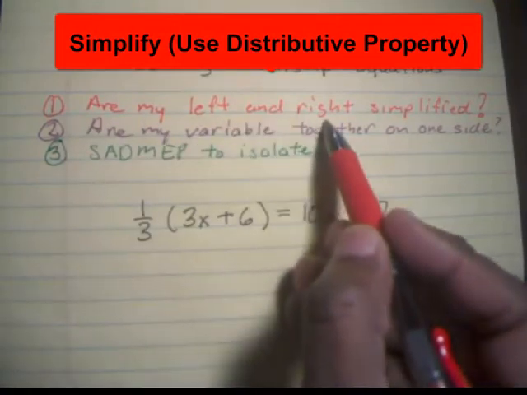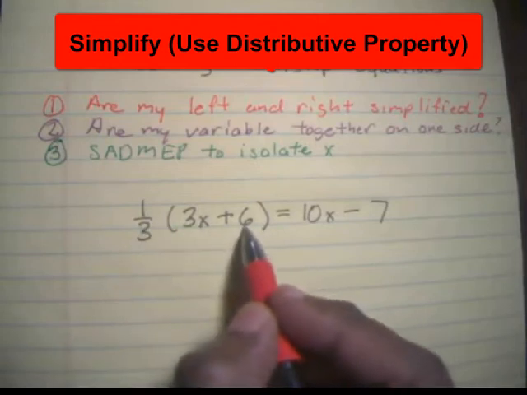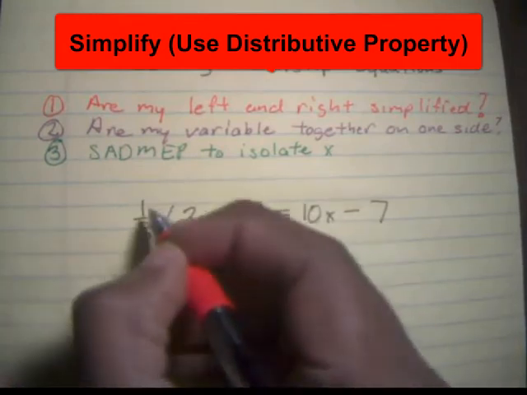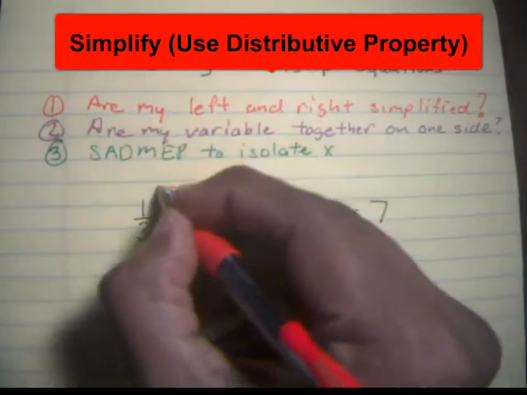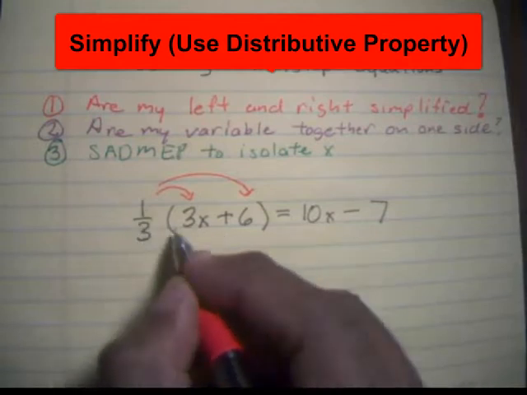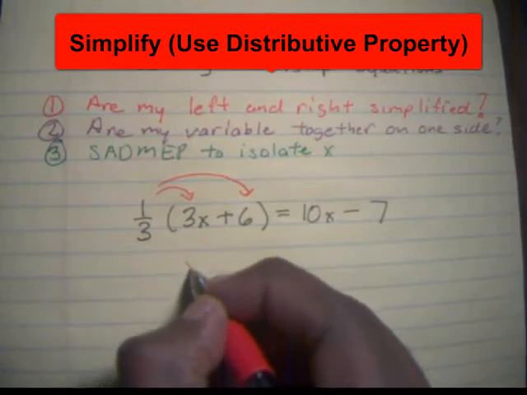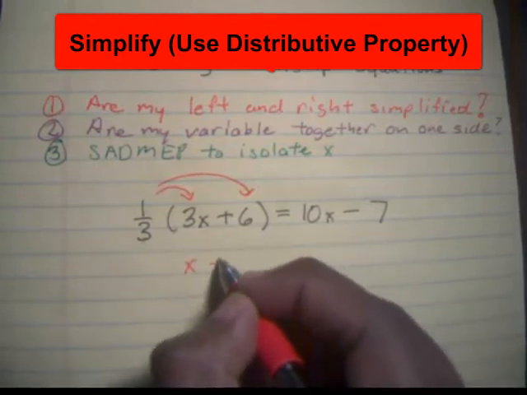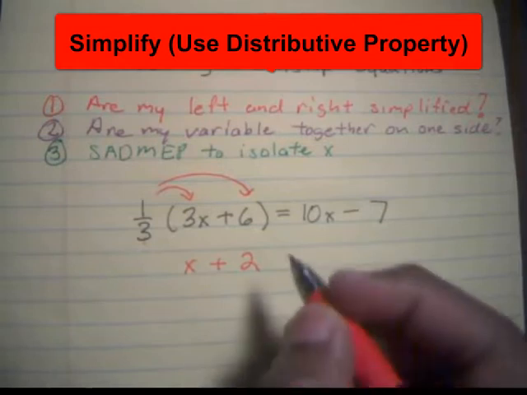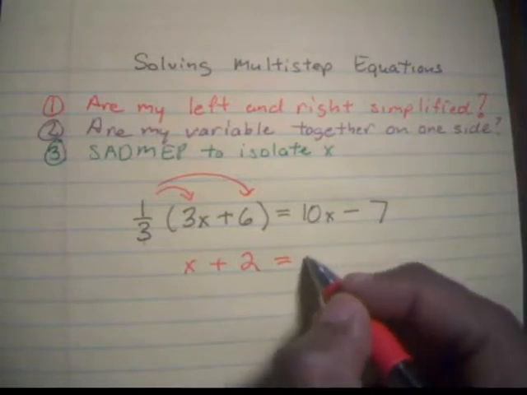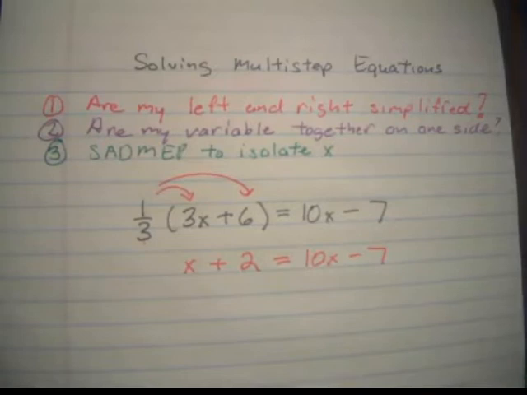Okay, so first thing, let's look at step one: are the left and right hand sides simplified? Well, I need to simplify this, and by simplifying, I mean get rid of the parentheses. This is the distributive property. So 1/3 times 3 is 1, and 1 times x is x. So 1/3 times 3x is just x. 1/3 times 6 is 2. Most calculators will tell you that. Can I simplify on the right? Nope, I can't do anything with that. So that completes step one.